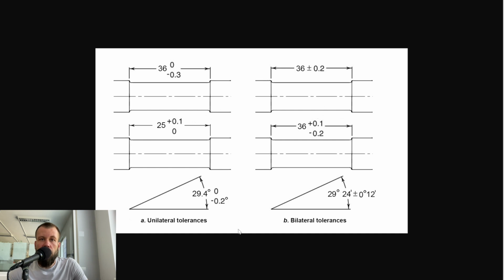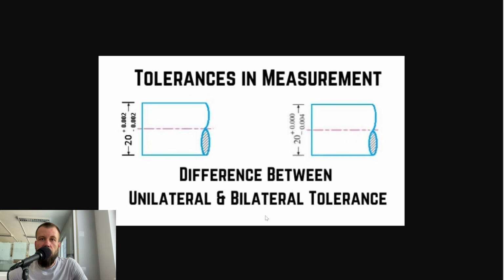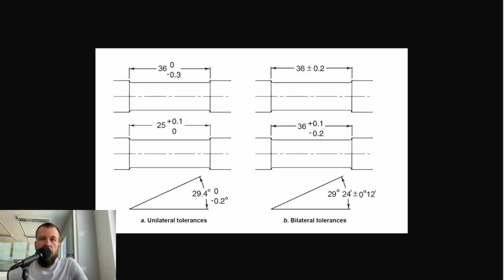Tolerance can be unilateral or bilateral. A unilateral tolerance varies in only one direction, while a bilateral tolerance varies in both directions from the basic size. If the variation is equal in both directions, then the variation is preceded by a plus and minus symbol. The plus and minus approach can only be used when the two variations are equal.